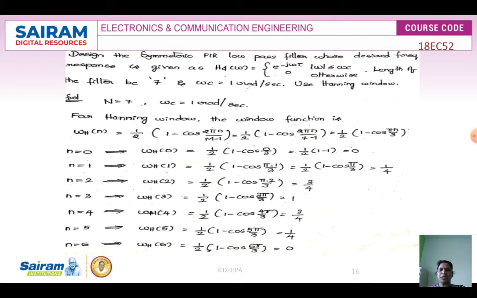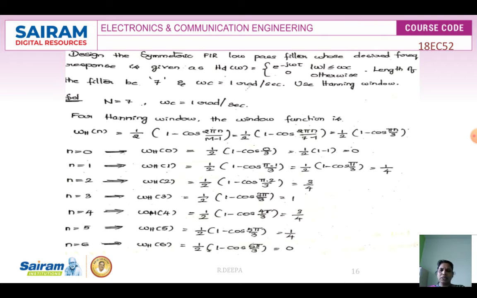As per the design procedure, the first step is to check which window to be used, and they have already given it, so you can mention that for Hanning window we are going to use it. You need to remember the window function WH of n. For the Hanning window, WH of n is equal to 1 by 2 of 1 minus cos 2 pi n by M minus 1, whereas M represents the number of filter coefficients, which is given as 7. So you can substitute M as 7, simplify and keep.